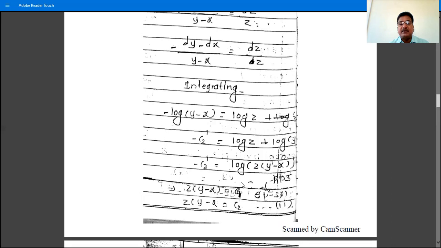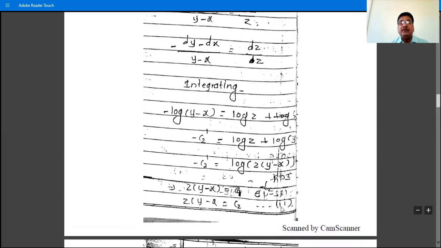So z into y minus x is what? e raised to minus c2 dash, and suppose e raised to minus c2 dash is c2. So z in bracket y minus x is equal to c2, which is the second solution, and therefore 1 and 2 give the general solution of the given differential equation.